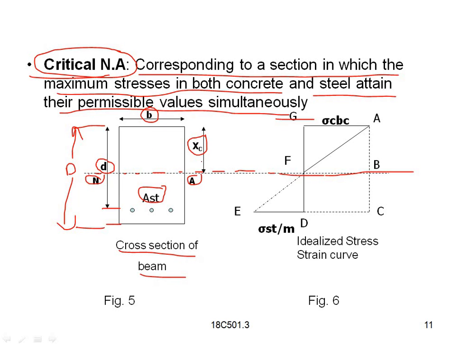Here you can see the sigma CBC and sigma ST by M. This is called the idealized stress strain curve. When the load is acting on the beam, it shares the load in the tension zone and the compression zone simultaneously. So this shows our diagram in the stress strain curve, which we will also show as an idealized stress strain curve diagram. These are pointed as A, B and C, and E, F and G.